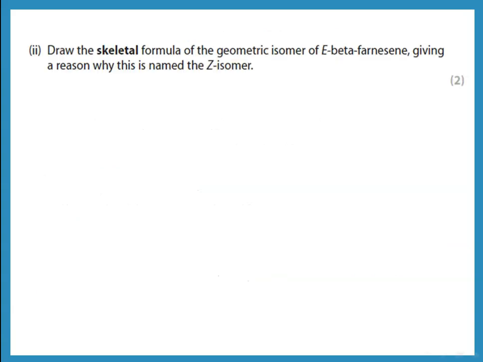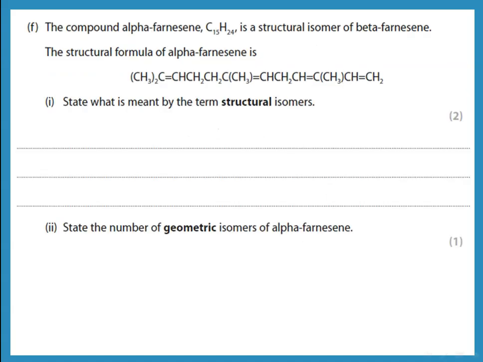Then he says, draw the skeletal formula of the geometric isomer, giving a reason why this is named the Z isomer. Remember that the Z means it's a cis, so I need to turn around that double bond in the middle, and this is because the groups with the higher priority are on the same side of the double bond, and that's why we call it a cis or a Z isomer.